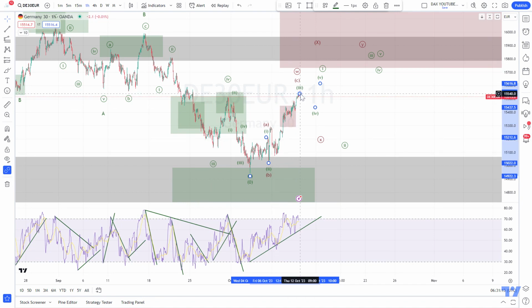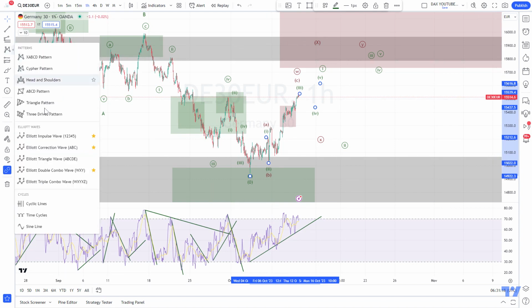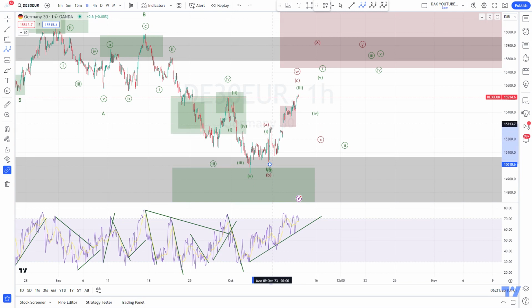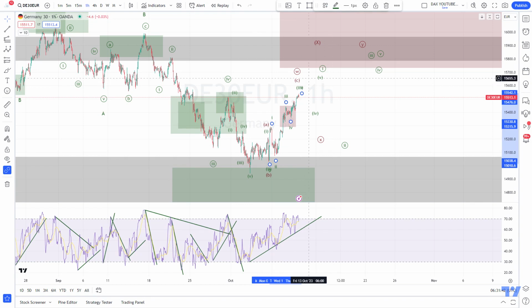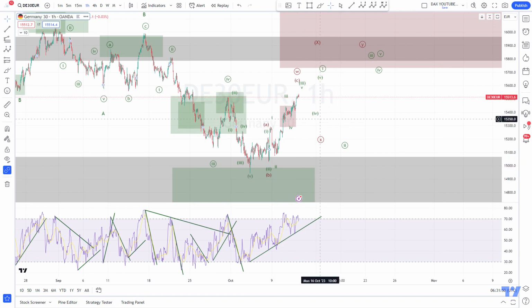Like the subwaves of the wave 3, in my opinion, look like this. So like a 1, a 2, then here wave 3 of 3, the strongest one, a pullback as a wave 4, and then now the 5th wave of the wave 3 that we are doing. So here I put this in a lower degree. So I would label it like this for now.